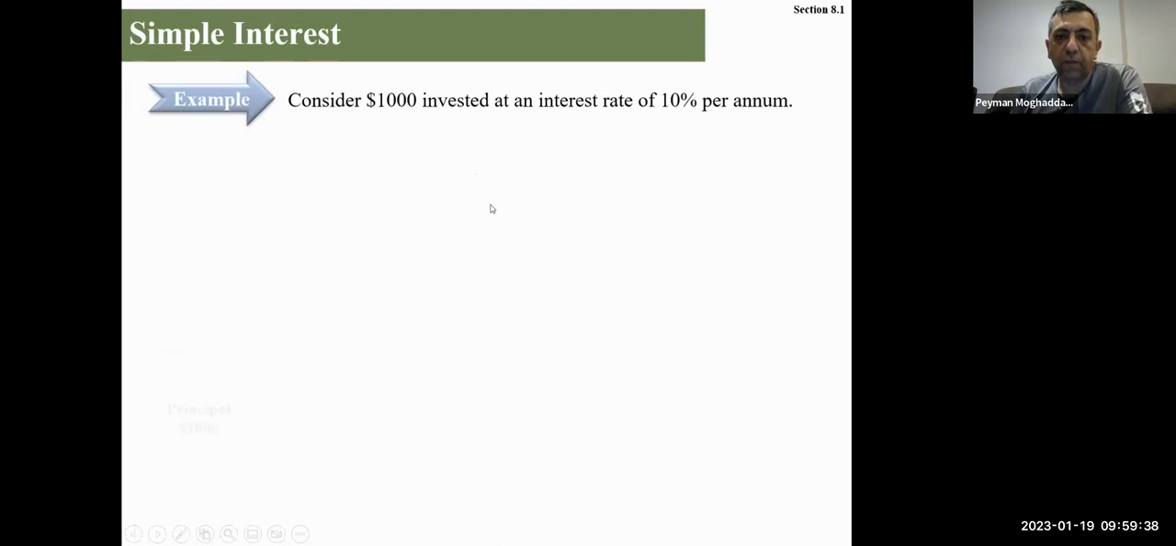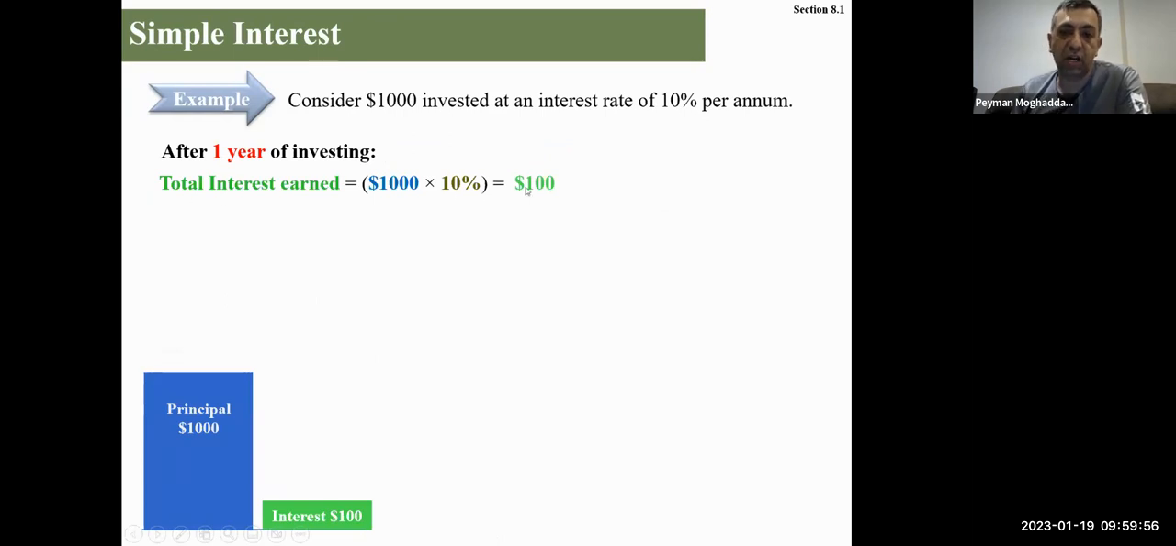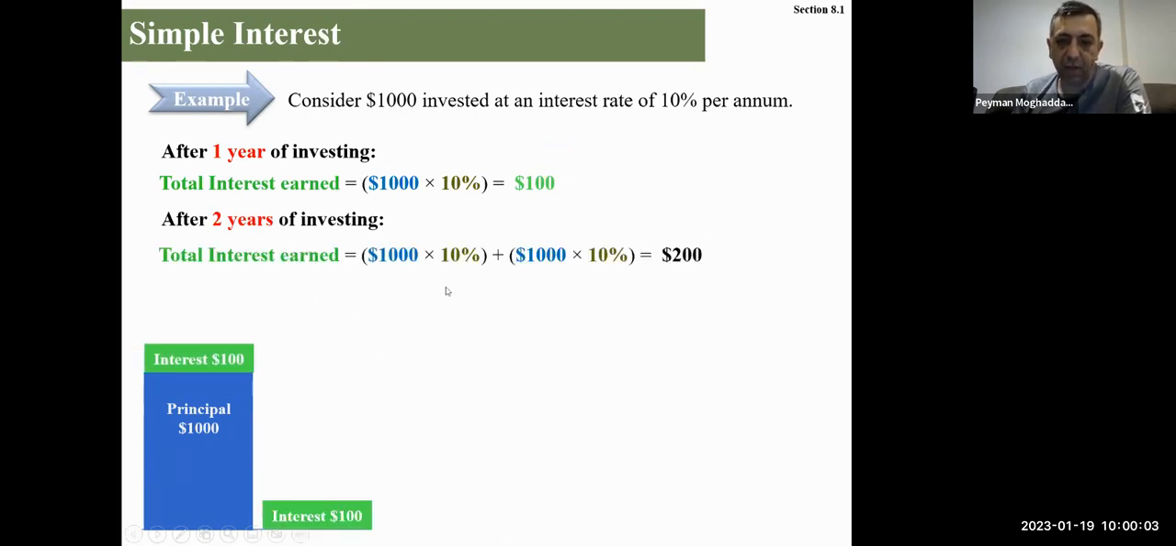For example, consider $1,000 invested at an interest rate of 10% per annum. After 1 year of investing, obviously you have 10% of $1,000 added to the $1,000, so the total interest earned is $100, which is 10% of $1,000. After 2 years of investing, again $1,000 multiplied by 10%, plus $1,000 multiplied by 10% for the second year. This is for the first year, this is the second year. It's going to be $200.